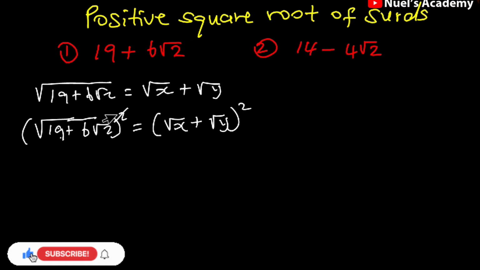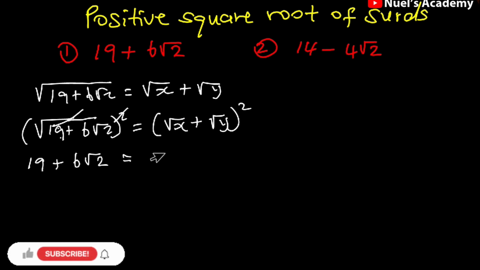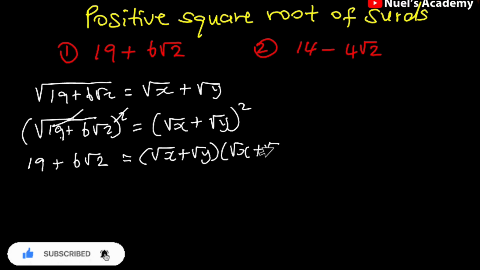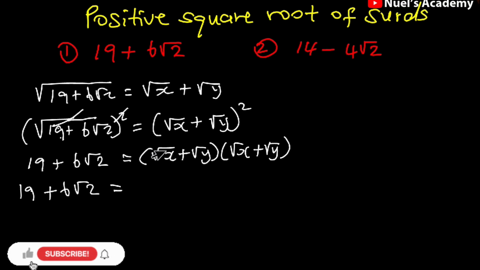So this square will cancel this square root. So this left hand side is going to be 19 plus 6 root 2 then equal to, we are going to expand this root x plus root y. So we have root x plus root y then into root x plus root y. So the left hand side remains the same, 19 plus 6 root 2 equal to, now root x times root x is going to give us x, root x times root y will be plus root xy.